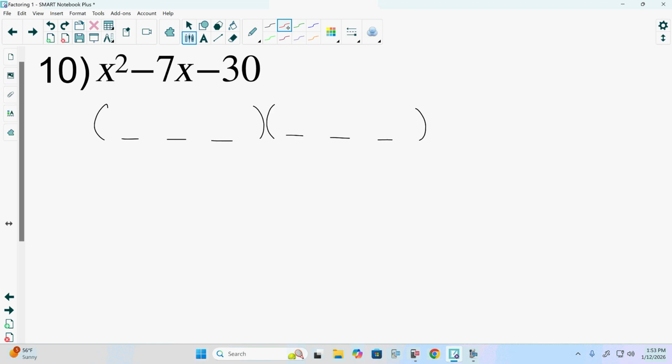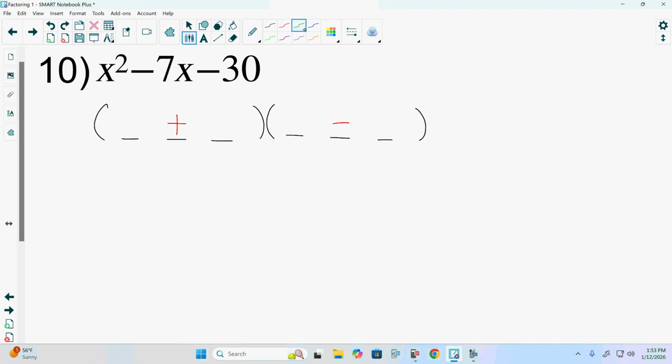We need to find the signs. What would our signs be? Opposite, because since the third term is negative, our signs would be opposite. So one would be positive, one would be negative. Doesn't matter which one we set as plus, which one is minus. We just need to have one as plus and one as minus.